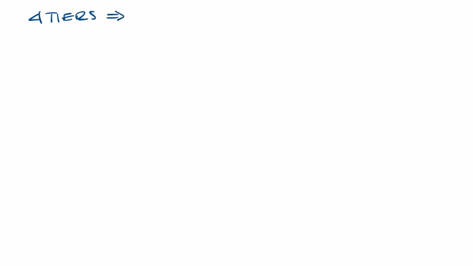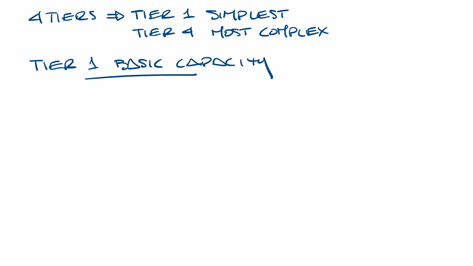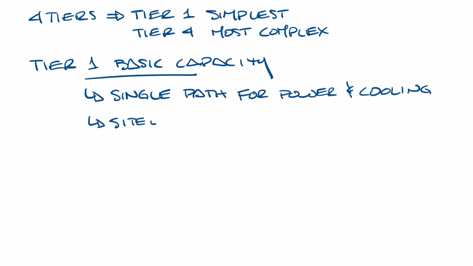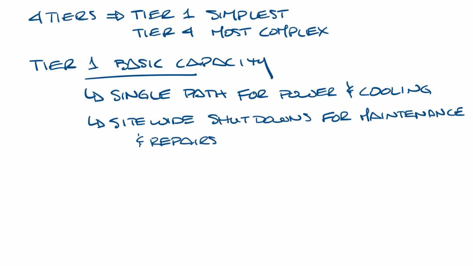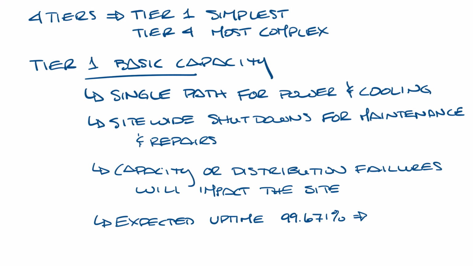There are 4 tiers. Tier 1 is the simplest infrastructure, and Tier 4 is the most complex. Each tier includes all of the required components of all the tiers before it. So Tier 1 is basic capacity. A Tier 1 data center has a single path for power and cooling. Site-wide shutdowns are required for maintenance or repair work. Capacity or distribution failures will impact the site. It has an expected uptime of 99.671%, which comes out to 28.8 hours of downtime per year.